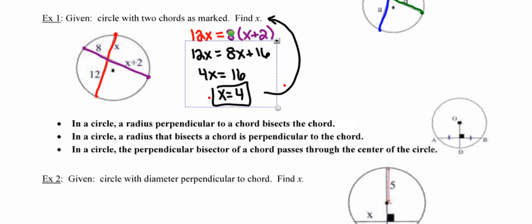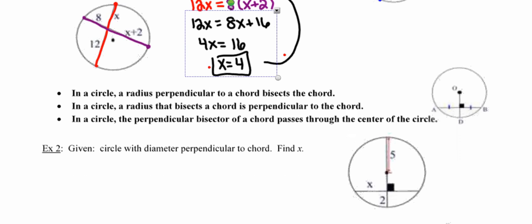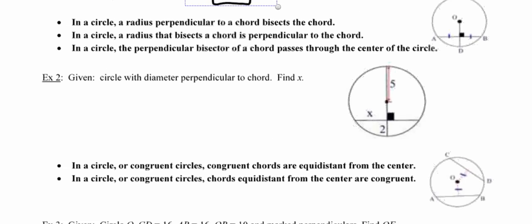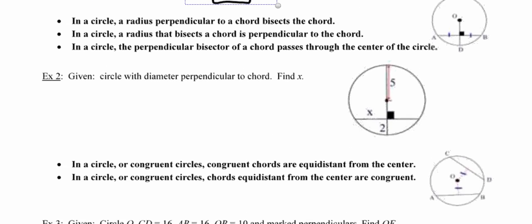The next theorems you have to be familiar with regard chords and a radius. The first one says anytime you have a radius that's perpendicular to a chord, that radius will bisect the chord. So in other words, in this picture, OD is a radius, AB is a chord, and since that radius is perpendicular to the chord, we know that it bisects that chord, or splits that chord into two equal parts.